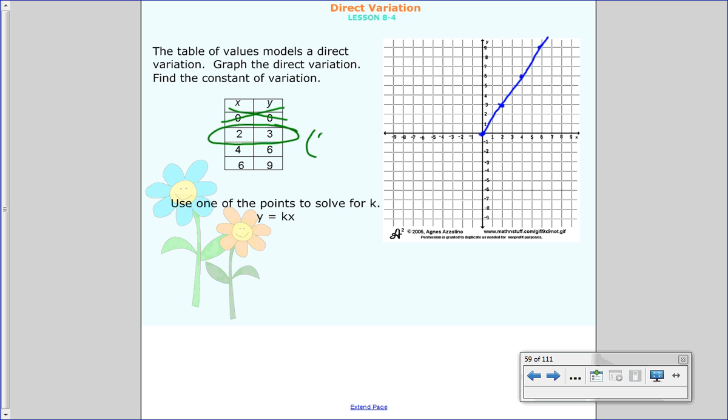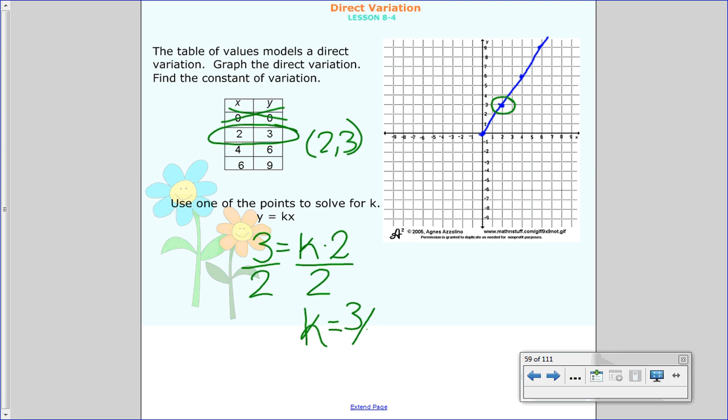So I'm going to choose the point 2, 3. It's right here, 2, 3. So I chose a point on my graph, and I put in that information. Well, y is 3. I don't know what k is yet, but I know x is 2. To get k by itself, I divide by 2, and I find out my constant is 3/2. So k is 3/2, and I'm going to put that in the original equation: y is equal to k times x, but k is 3/2.